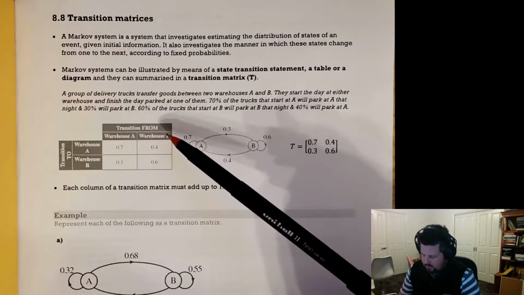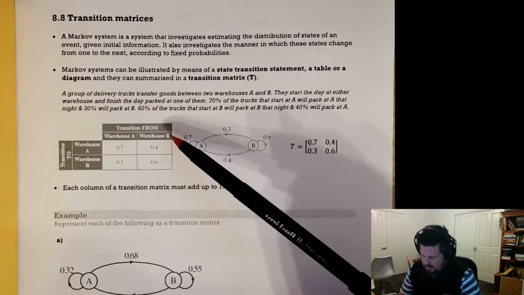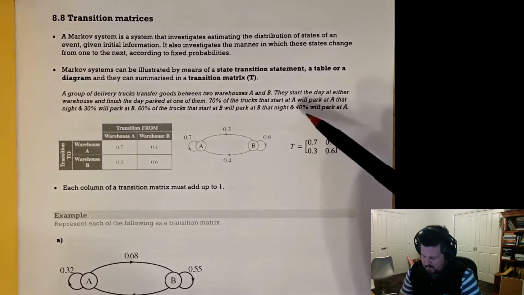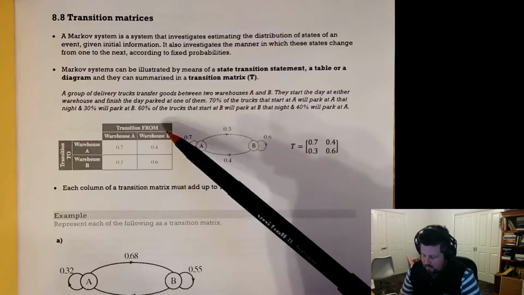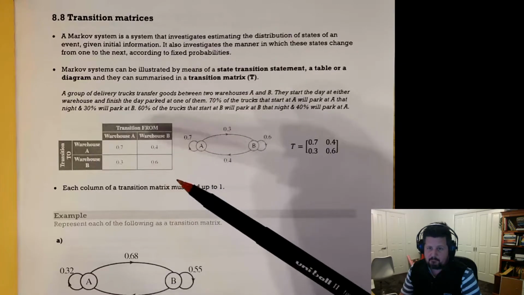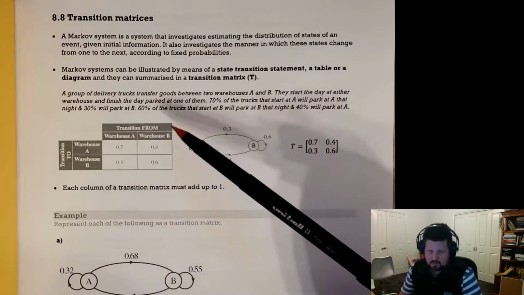Likewise, from the information from the statement, if they start in warehouse B, so they're coming from warehouse B, and they're finishing at warehouse B, that's 60%, which is this one here, 0.6. And the last bit was if they came from warehouse B and they were finishing at warehouse A, that's going to be 40%, which is that there. Again, you can check that out. That column adds up to 1.